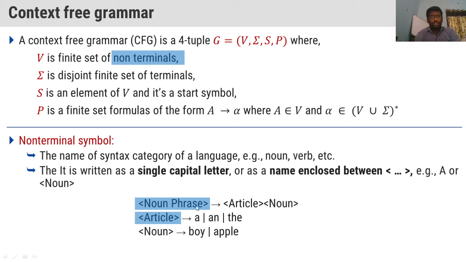What about this noun phrase? Noun phrase is deriving both article and noun. See, noun phrase is deriving both article and noun. That's why noun phrase is also a non-terminal. Article is again deriving A and the. That's why article is also a non-terminal. Noun is also a non-terminal, and the remaining things, A and the, boy, apple, all these are the terminals we have mentioned.